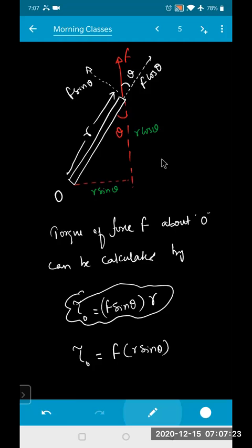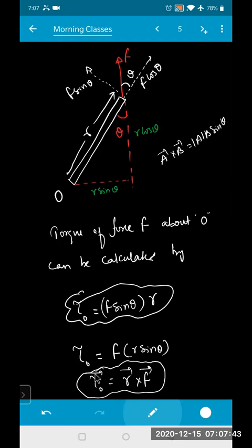You already know in the vectors part, A bar cross B bar is how much? Mod A mod B into sin theta. In the same way, I can write torque also. Torque tau bar is equal to r bar cross F bar, and the direction is given by your right hand thumb rule. Curl your fingers from r to F, and the extended thumb will give the direction.